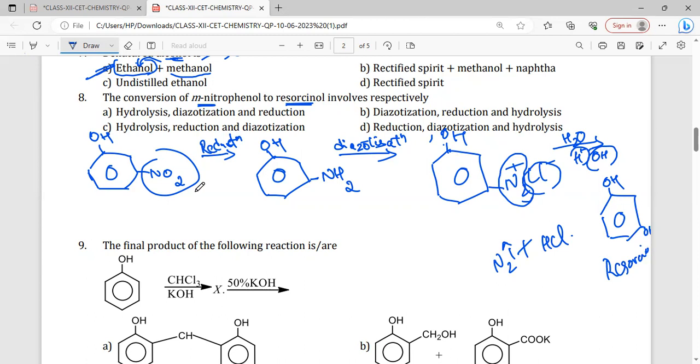And the course of the reaction should be this. First, it should be reduction, converting nitro to NH2. Then, when I carry out diazotization, I'll get diazonium chloride. And when this is hydrolyzed, you'll get this. So the option should be D: reduction, diazotization, and hydrolysis.